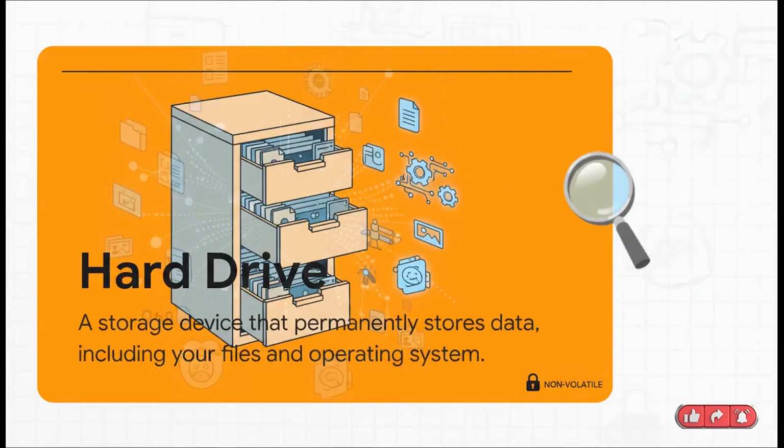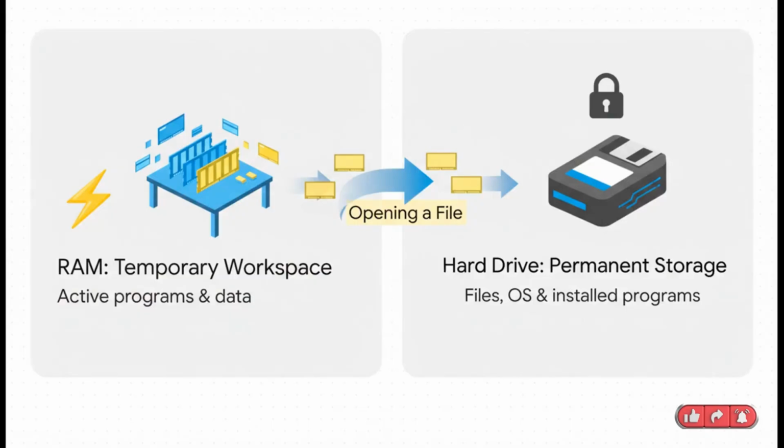So if RAM is just temporary, where does all your stuff actually live? Well, that's the job of the hard drive. This is the computer's long-term memory, its filing cabinet. All your files, your photos, your operating system, it's all stored here permanently. And unlike RAM, the hard drive is non-volatile, meaning it holds onto all your data even when the computer is completely turned off.